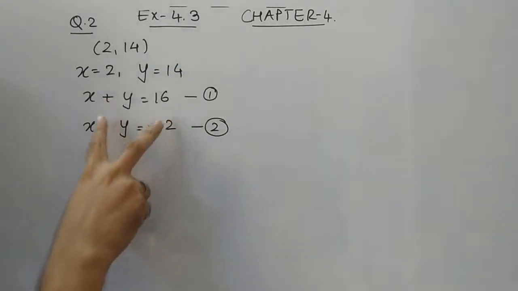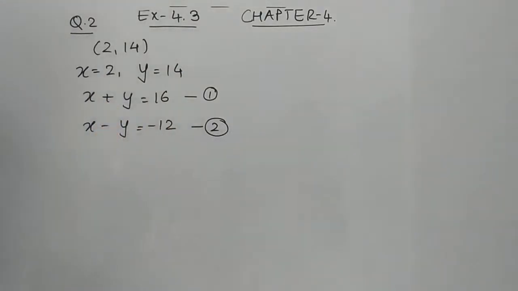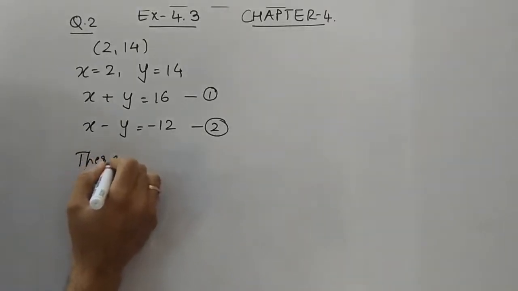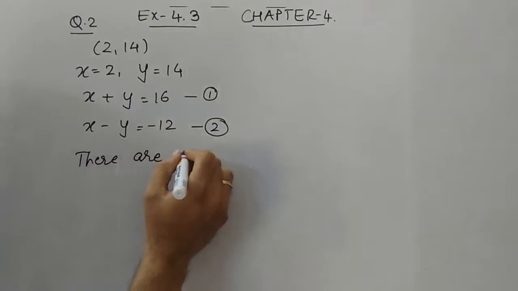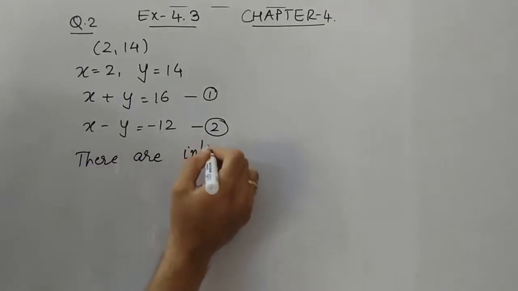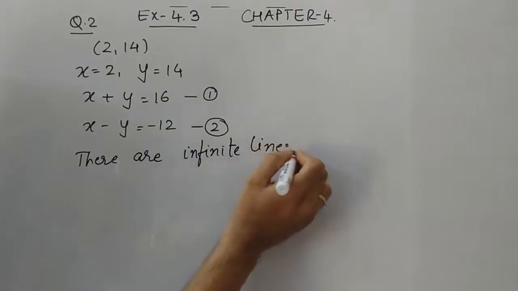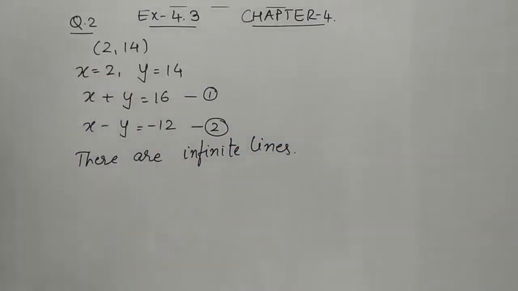So how many such lines are there? ऐसे कितने lines हो सकते हैं? Remember that there are infinitely many lines. So we can say that there are infinite lines which pass through this point.